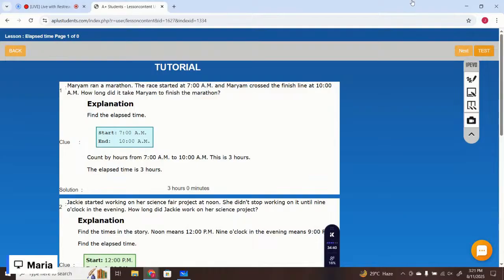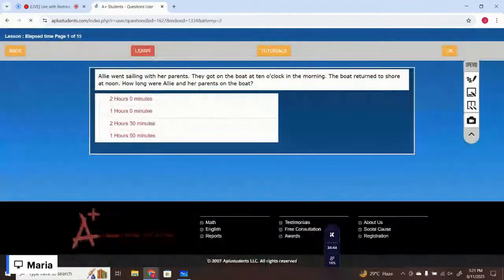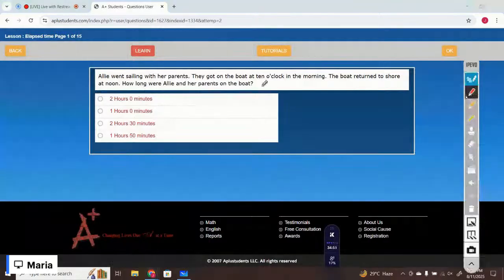Let's just start with the test questions. Ali went sailing with her parents. They got on the boat at 10 o'clock in the morning. Then the boat returned to the shore at noon. How long were Ali and her parents on the boat?